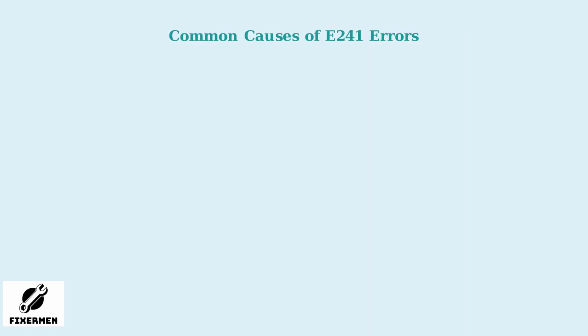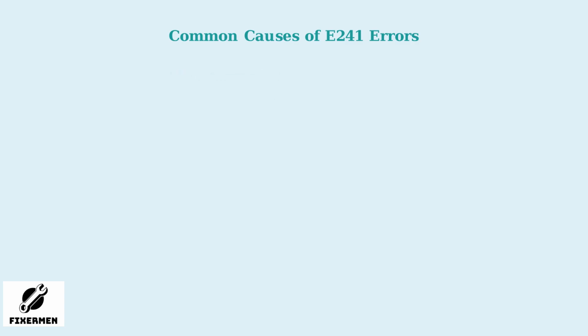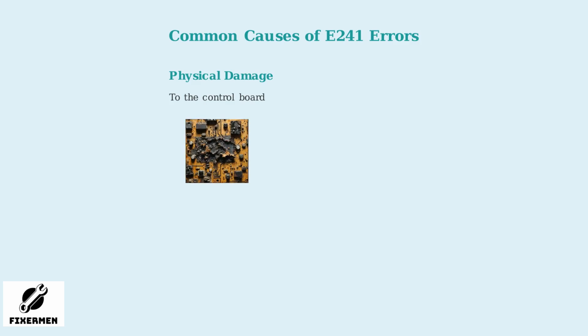Several factors can trigger the E241 error in American Standard heating systems. Electrical anomalies, such as power surges and voltage spikes, are frequent culprits that corrupt the control board's memory. Faulty capacitors on the control board can also lead to memory corruption, as they fail to maintain proper voltage stability. Prolonged power outages can cause data loss in the system's non-volatile memory, leading to E241 errors. Electromagnetic interference can disrupt the control board's signals, contributing to memory errors. Even physical damage to the control board can contribute to this issue.